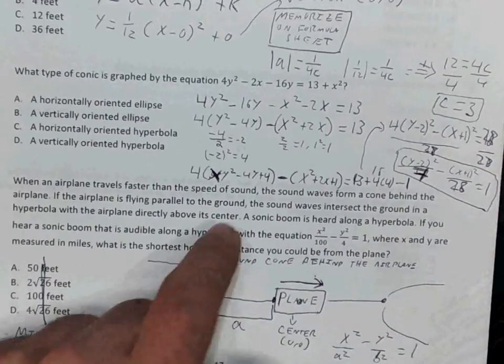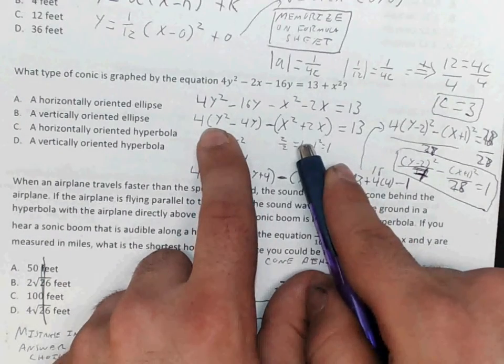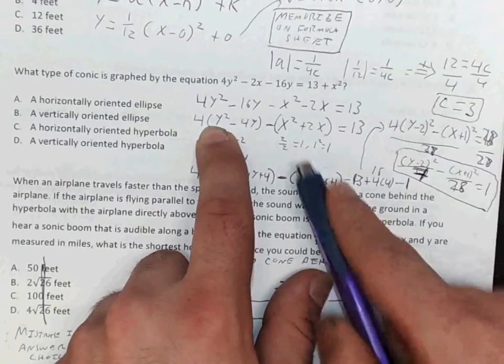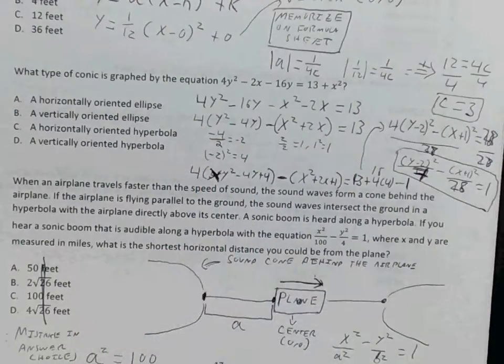Still, when you get to where the y term is positive and the 4 is a coefficient, you know it's a vertically oriented hyperbola.